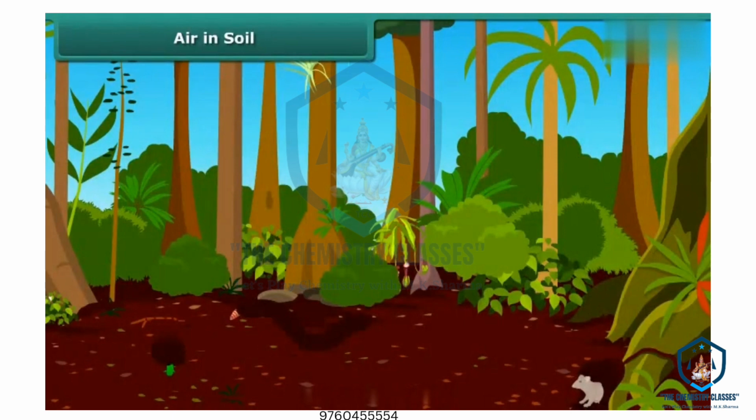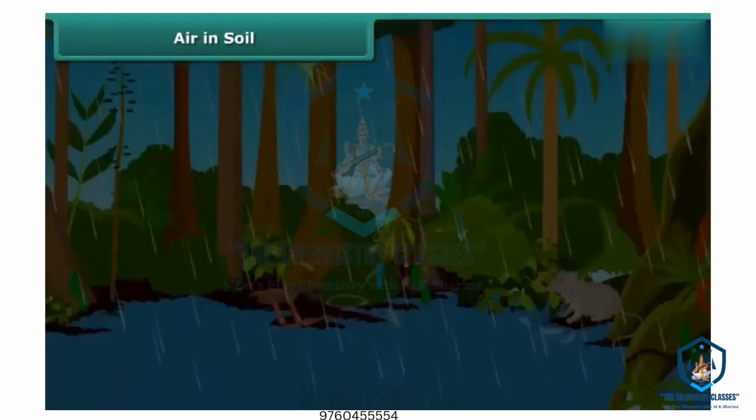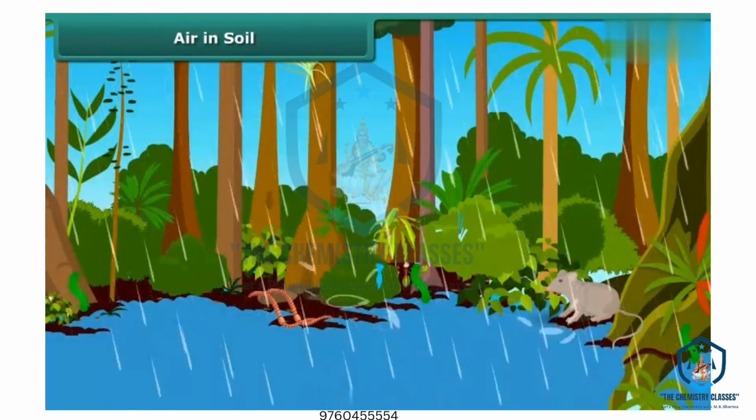The organisms living in burrows and holes of the soil use this trapped air to breathe. During the rainy season, when water fills the burrows and holes, these animals have to come out for respiration.